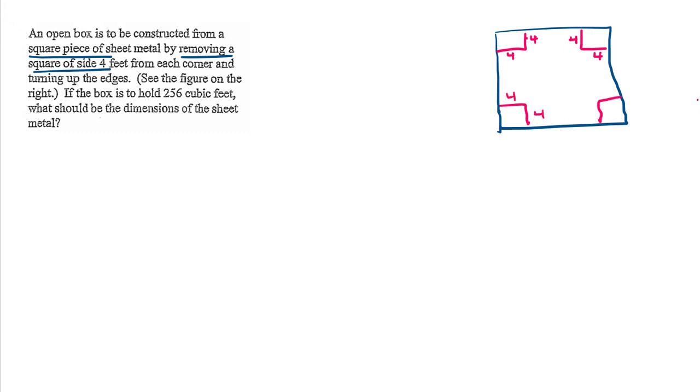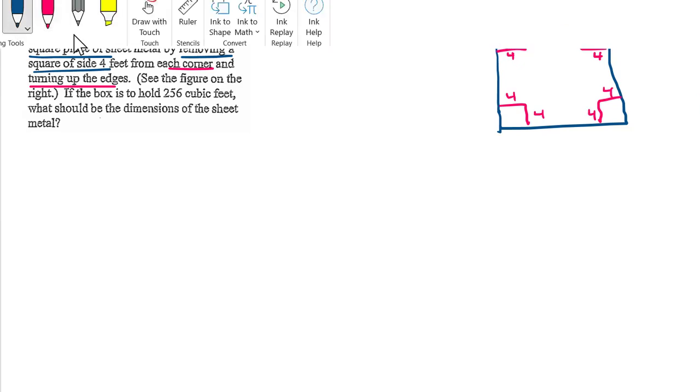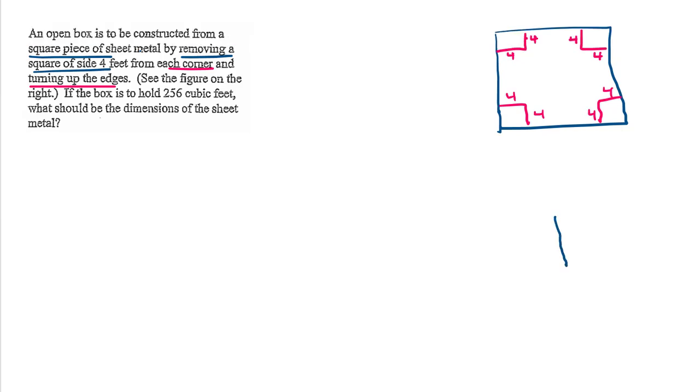So we're cutting these little squares out of the corner. Okay. And it says from each corner and then turning up the edges. So basically, we're going to form a box, right? So it's going to be an open box. Okay, so we're going to have this open box.